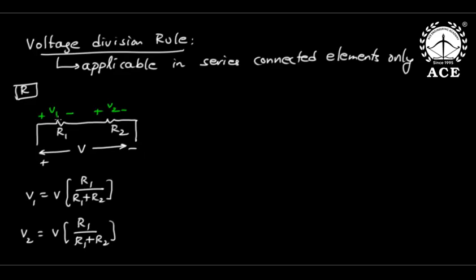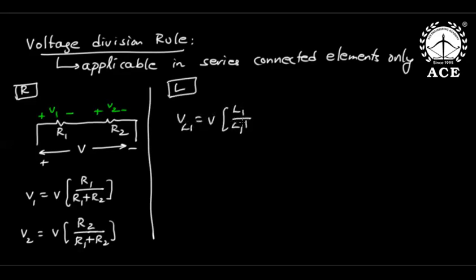Then what is V1? V1 is the voltage across R1, which is total voltage into R1 by R1 plus R2. And V2 will be total voltage into R2 by R1 plus R2. That means voltage division is proportional to resistance. Simple. Then similarly for inductors, suppose two inductors are in series. VL1 will be total voltage into L1 by L1 plus L2. VL2 is also equal to total voltage into L2 by L1 plus L2.